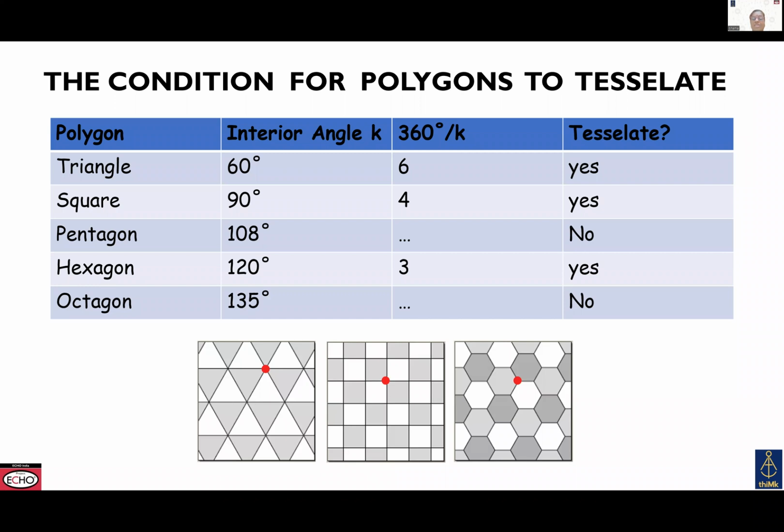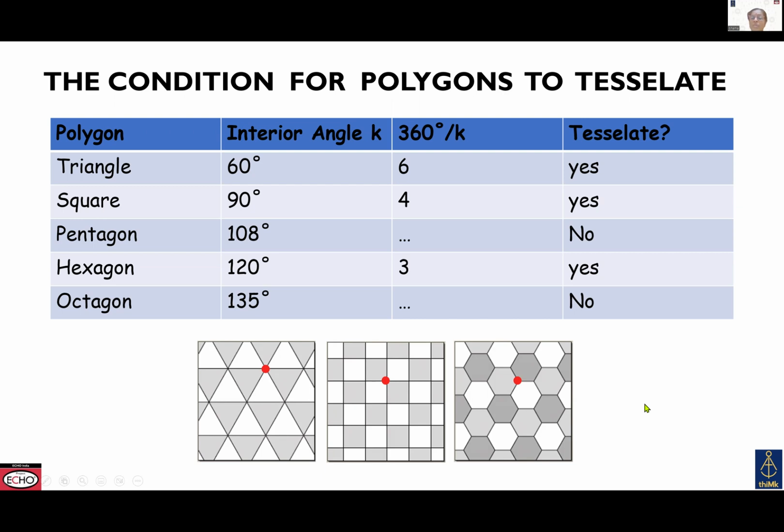So this tells us very clearly why some regular polygons tessellate and some don't. We have to think in terms of interior angles. At every vertex where the polygons meet, their interior angles should add up to 360 for the polygons not to overlap and not to have any gaps. So basically, if a single regular polygon has to tessellate, the interior angle should be a divisor of 360.